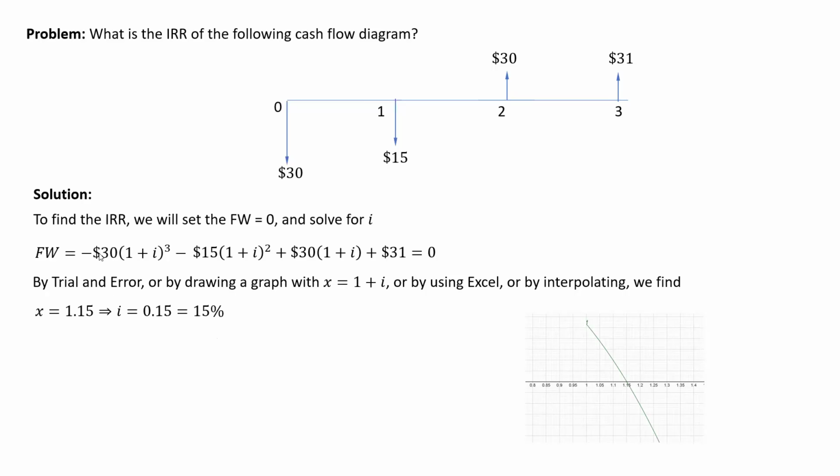So the thing is, yes, we found a certain value for x, but notice this is a cubic polynomial. A cubic polynomial should have 3 roots, so there should be 3 values of x that would satisfy this equation, negative 30x cubed plus 15x squared and so on. But all I picked is x equals 1.15. So the truth is there could be more than one value of i that would satisfy the equation here.